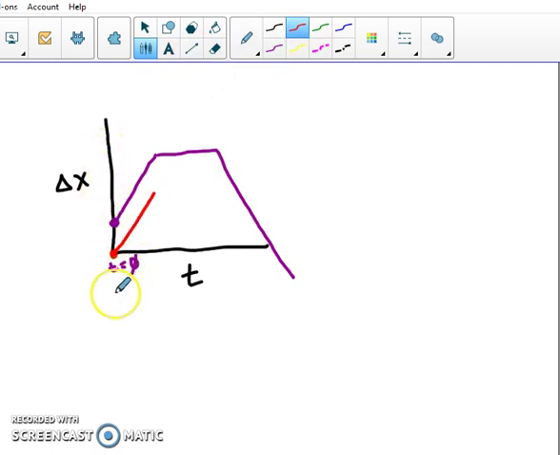And you could be located even below the x-axis, and that would mean you'd be located behind the start line. So that's what the y-intercept means in a position versus time graph.